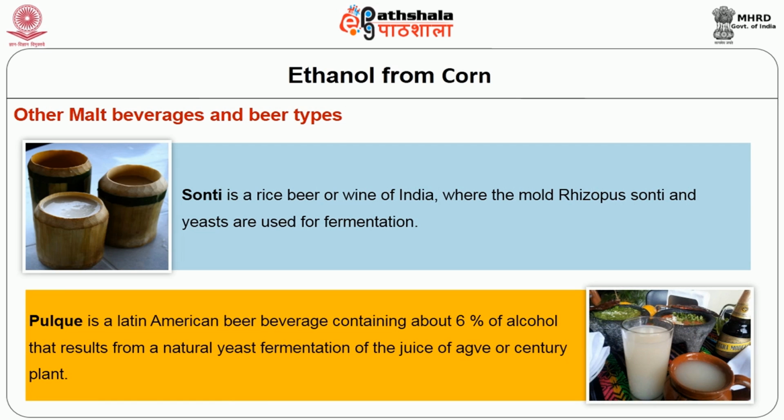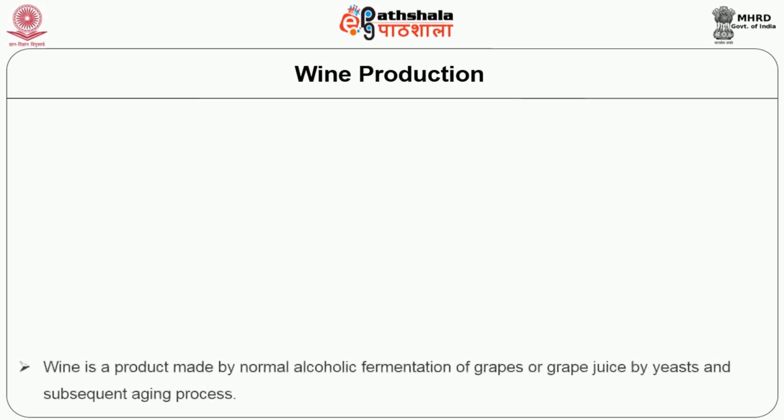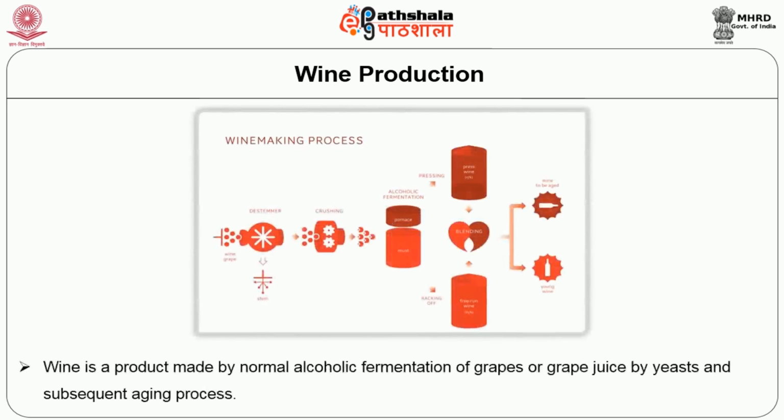Pulque is a Latin American beer beverage containing about 6% alcohol that results from a natural yeast fermentation of the juice of the agave or century plant. Now we shall look into the wine production. Wine is a product made by normal alcoholic fermentation of grapes or grape juice by yeast and subsequent aging process.